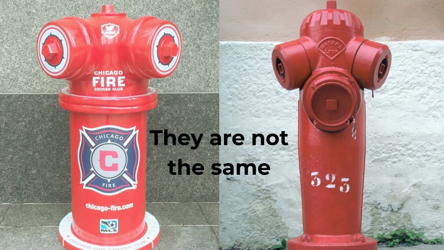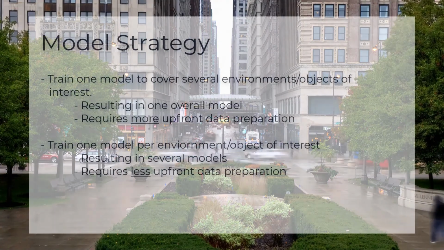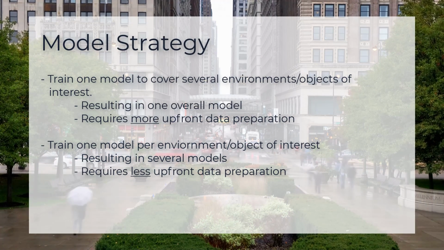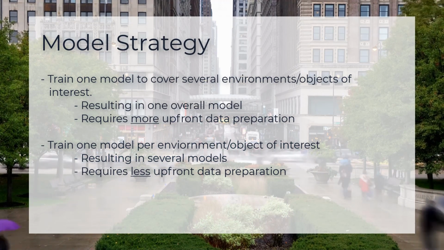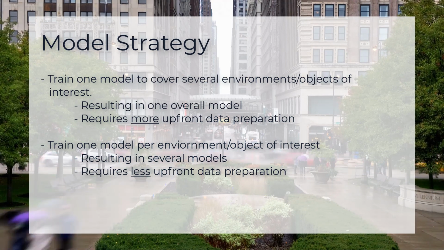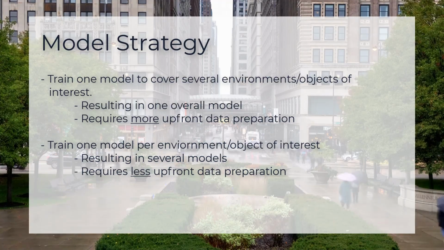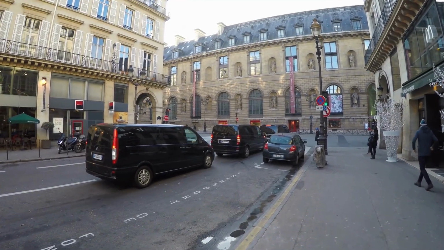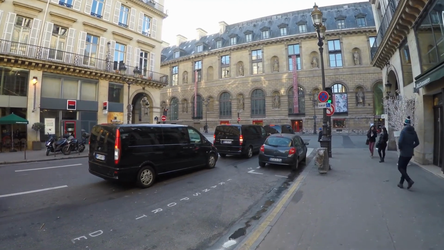But if they're different, if they're radically different, then you have to make a decision. Do you want to mix your training data from both cities and train a model that will recognize hydrants in both cities? So your strategy is one model, or separate them out and train two separate models, one for Chicago and one for Paris. And of course, that's a business question, right? That can only be answered by the people who are actually doing the job.